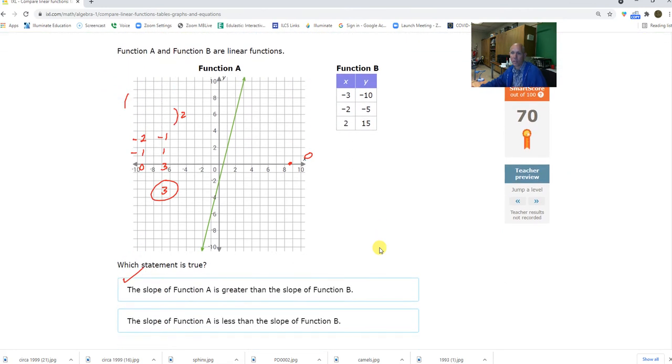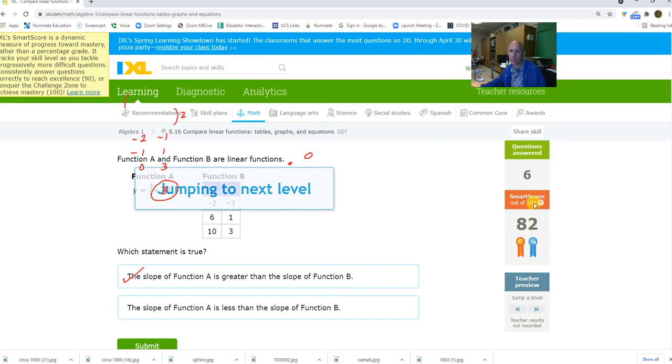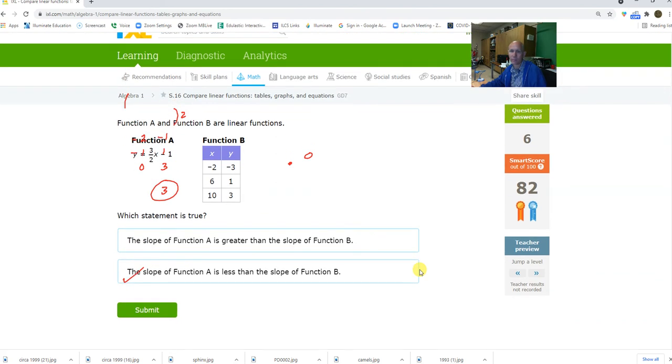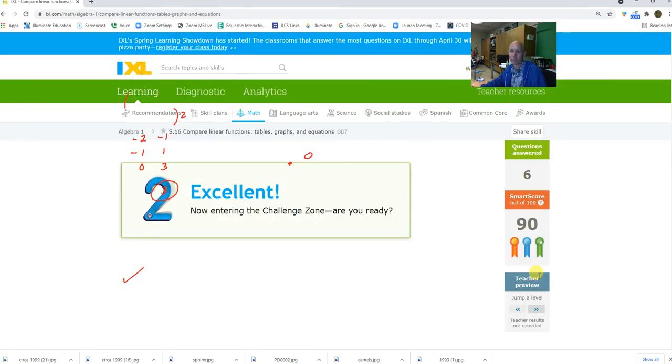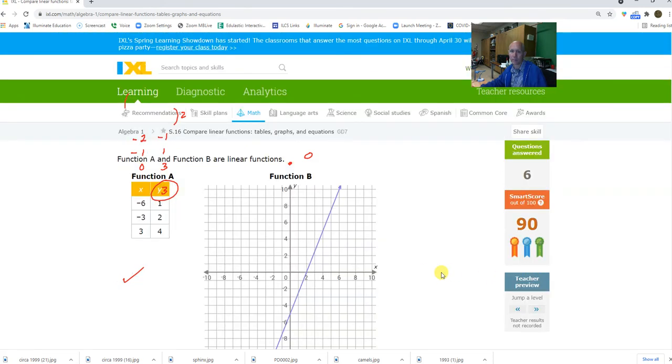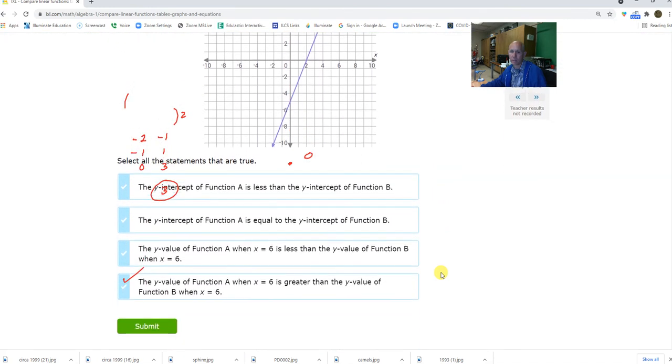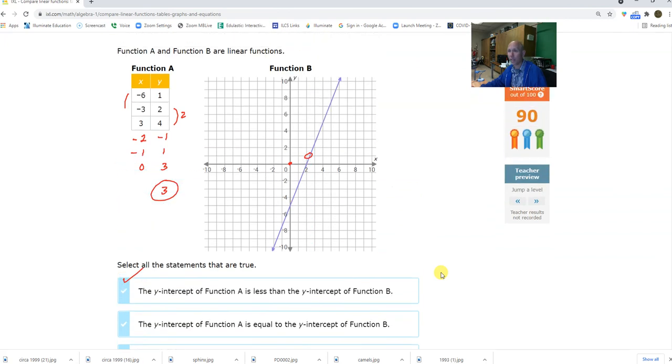And this one is just back to a slope type of thing. I'm going to jump a level. So you've got to be really cautious. What's it asking for? Slope, y-intercepts, even looks like values, it's comparing values. It's going to be a slope one. There's nothing weird there. I'm going to jump another level. Y-intercepts. Oh. Select all. Okay, let's do this one.